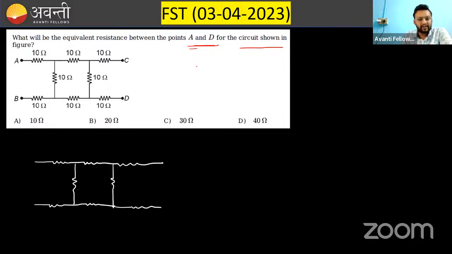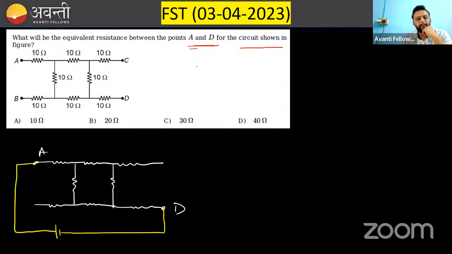Now they are saying every resistor is of 10 ohm. Connect A and D. This is A and this is D. Whenever they are asking about a few points, connect those 2 points with a battery.